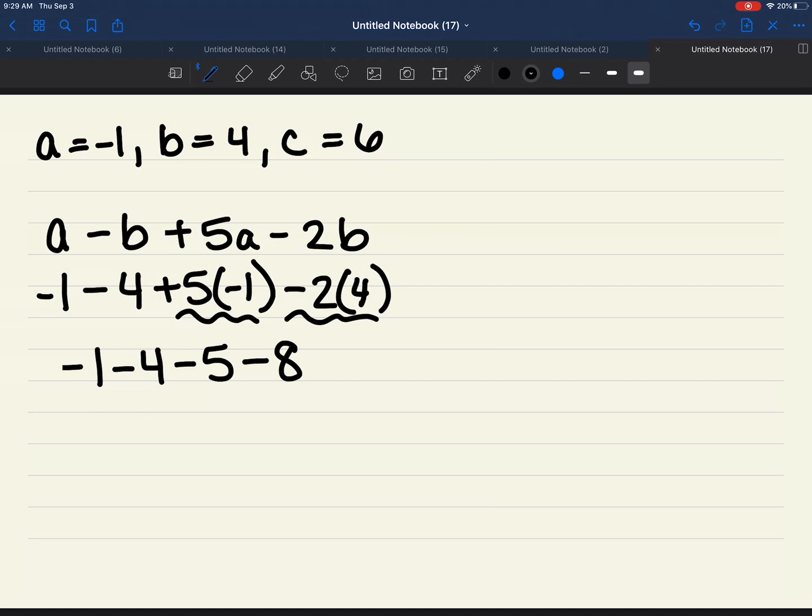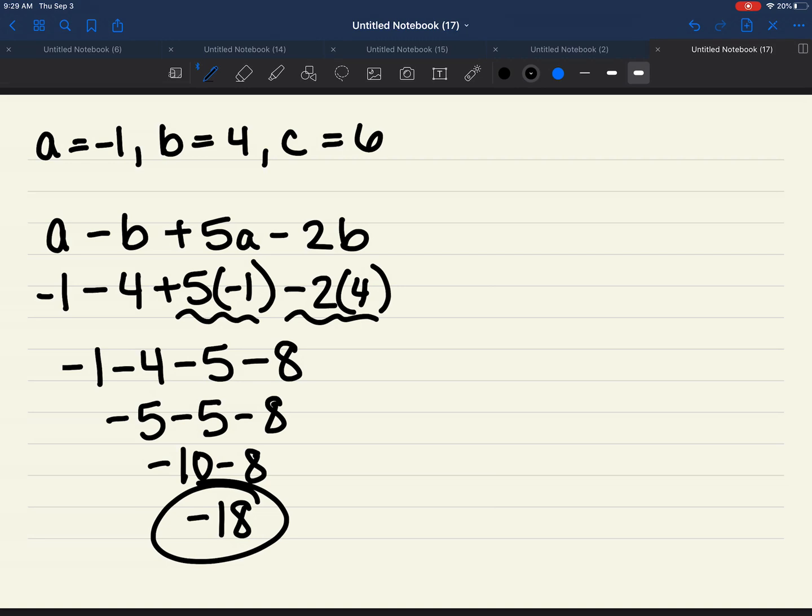Yes, right? Does it make most sense to just work left to right? Yes. What's -1 minus 4? -5. Okay, and then -5 minus 5 is -10, and -10 minus 8 is -18. Good.